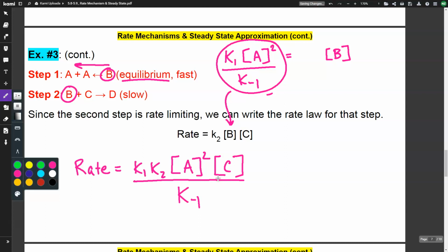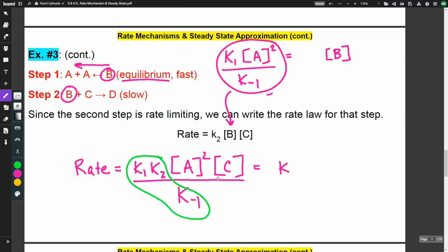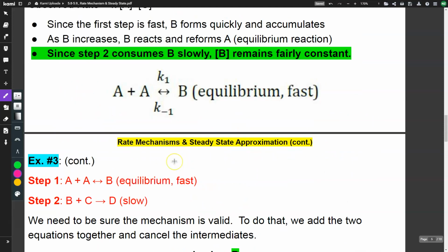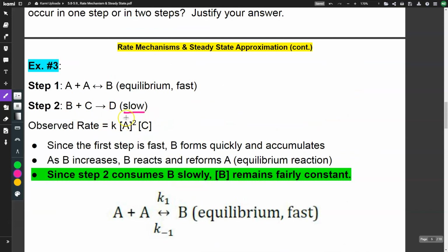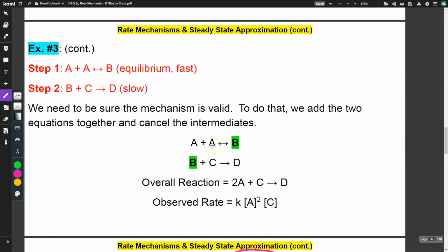Now we're able to do something kind of cool here. All of the k's are going to combine into a single k. So we'll just be left with k, A squared, and then C. And would you look at that? It matches up with our observed rate right here.